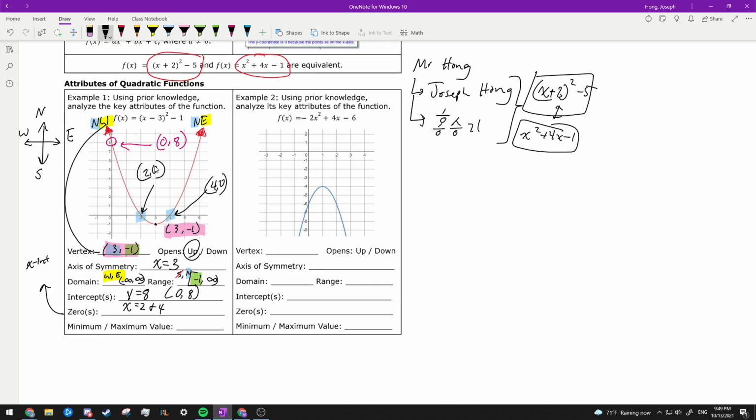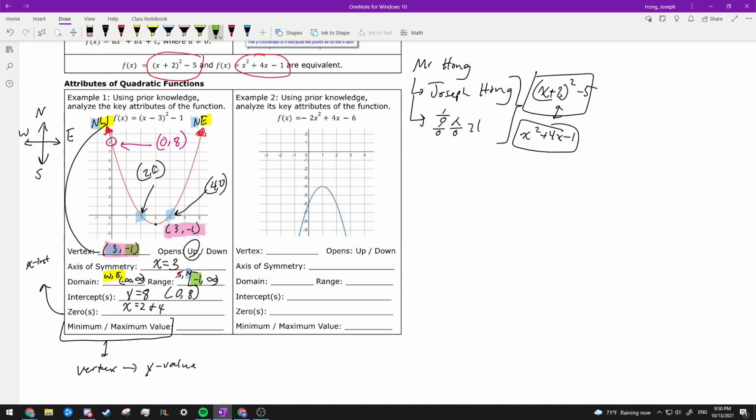And the last part, the minimum and maximum. This is actually going to be referring to my vertex. And this is going to be talking about your y value. So in this question, it's actually asking you, which one am I going to be finding? My maximum or my minimum?